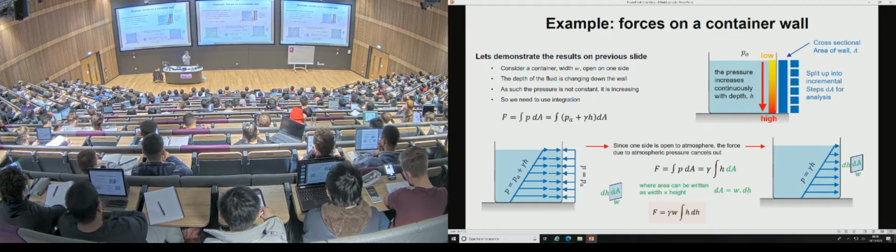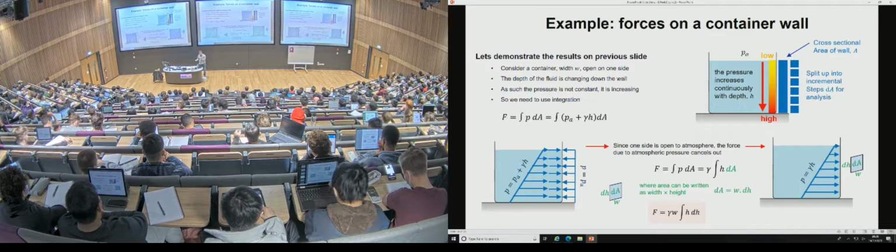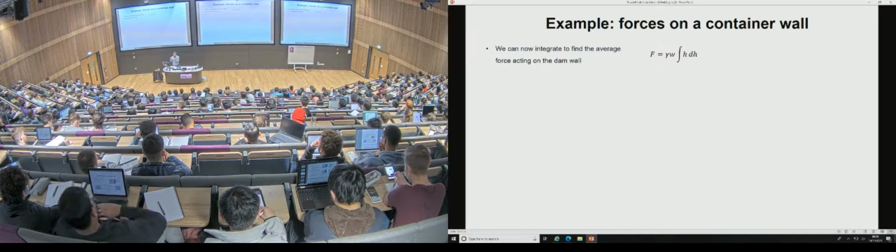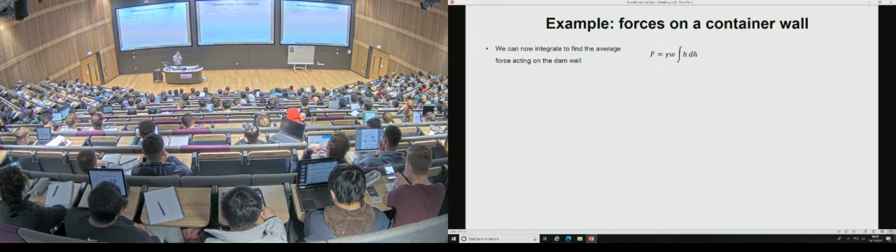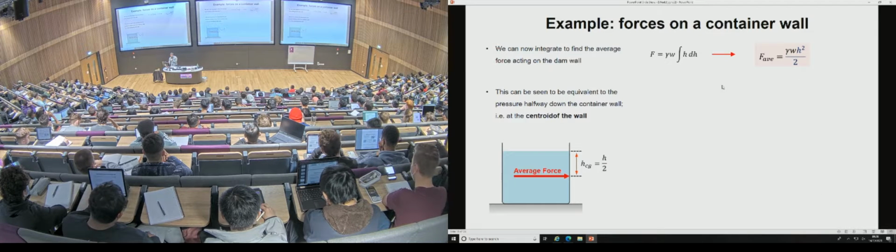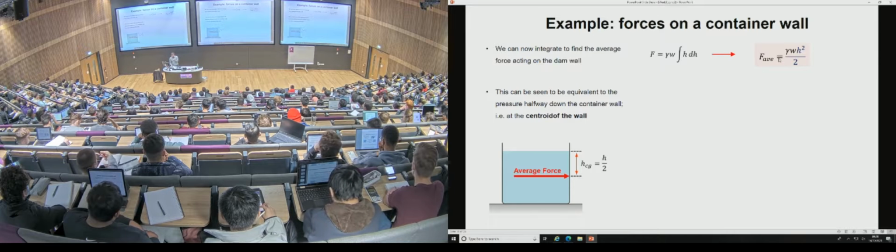And this is what we have to solve. So we've taken w and gamma outside of the integral. They're constant, and we only have to integrate with respect to h. At this stage it won't be obvious, but I can draw a comparison between a centroid and this expression. It's just the vertical height, and it's being integrated. So we integrate it to get h squared over 2, and this becomes an expression for the average force that's acting on that wall.